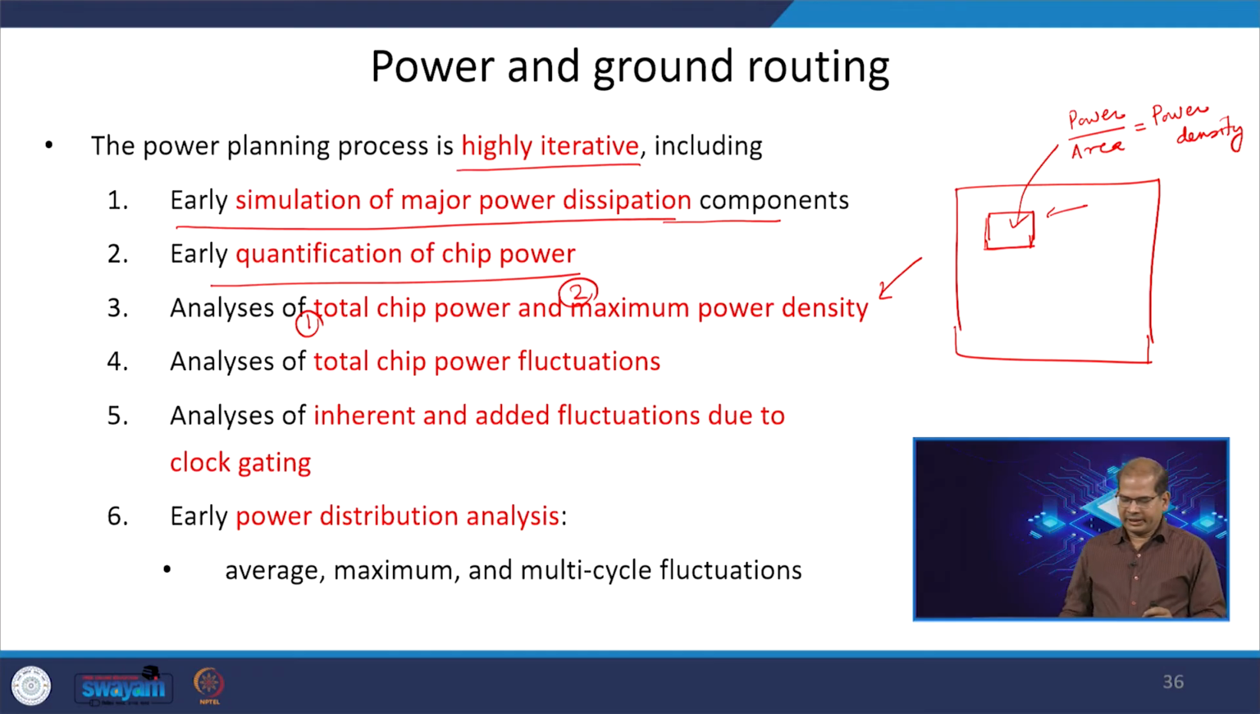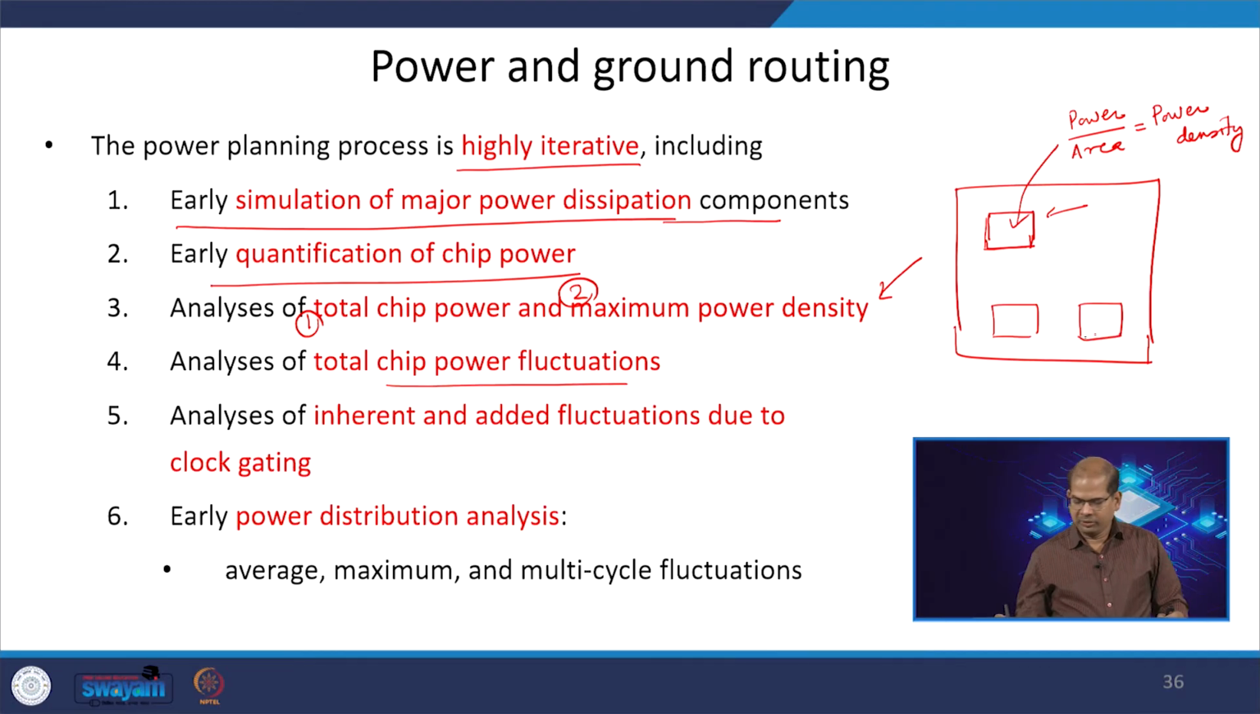So, we need to take those total chip power and maximum power density into account while doing the power and ground routing. We also need to check the chip level power fluctuation because of different activity at different regions of the chip. Let us say one of the regions is off and another region is on because of dynamic voltage and frequency scaling.